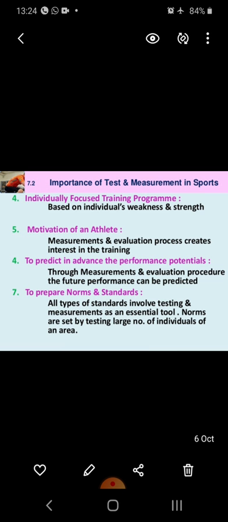Fine. Next is motivation of an athlete, through time to time conducting of tests and measurements. Likewise in a subject also, if you are studying a theory subject and the teacher is not taking your test, how do you know what your position is? Whatever the teacher is teaching you, whether it is understandable or not, how can we get to know? We will get to know only through tests. Like if the teacher is taking a test of 20 marks and you are getting 10, you will be in the category of students getting 10 marks.